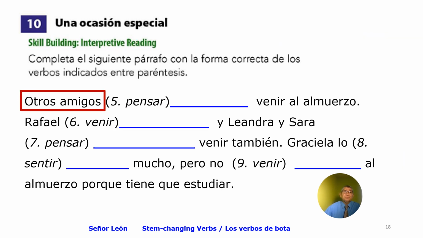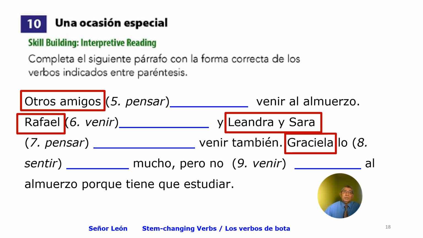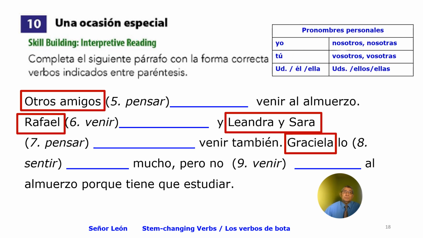Otros amigos, Rafael, Leandra y Sara, Graciela. Notice that for Graciela, I have two blanks after. And if the subject in the sentence doesn't change, you still have to fill out the information with the same conjugation forms. If you change it, one of the responses may be wrong.